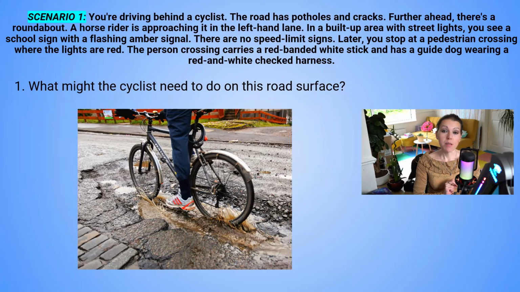You are driving behind a cyclist. The road has potholes and cracks. Further ahead, there is a roundabout. A horse rider is approaching it in the left-hand lane. In a built-up area with street lights, you see a school sign with a flashing amber signal. There are no speed limit signs.